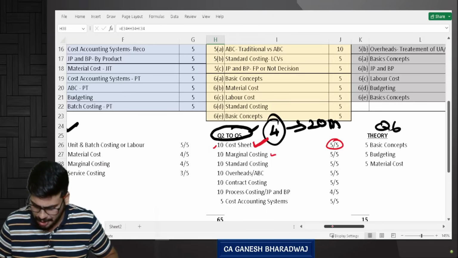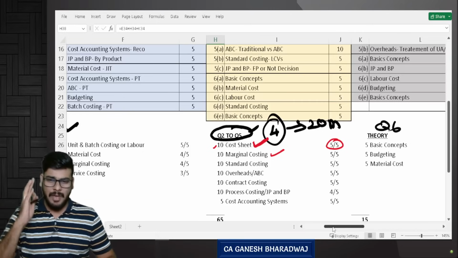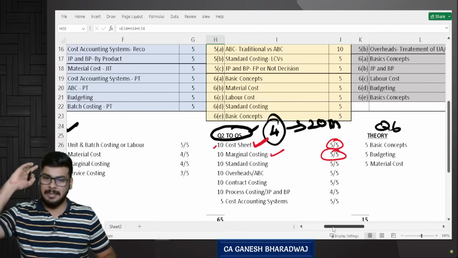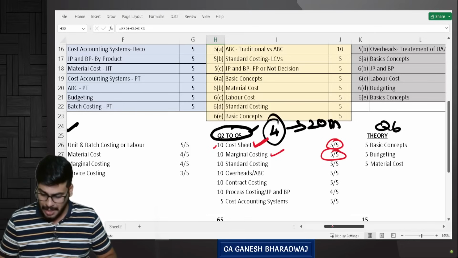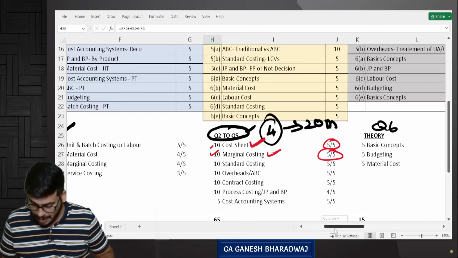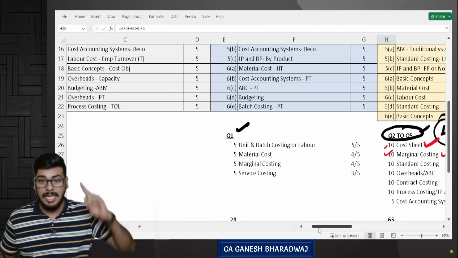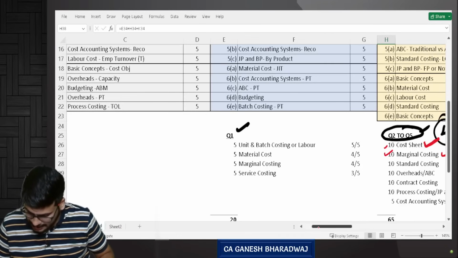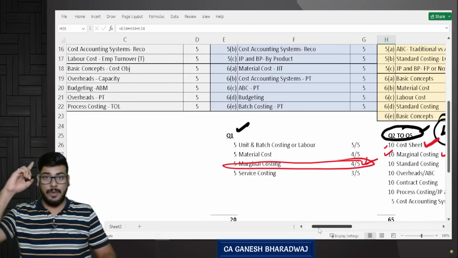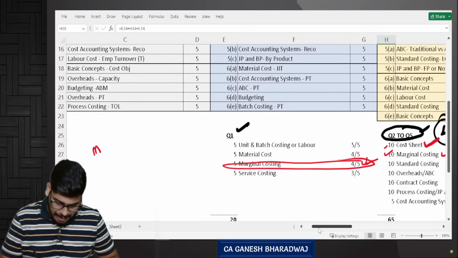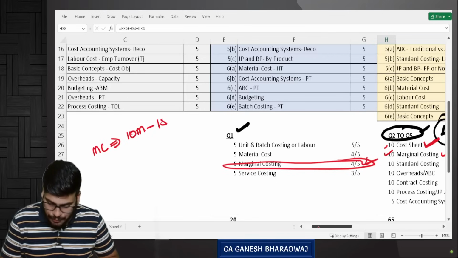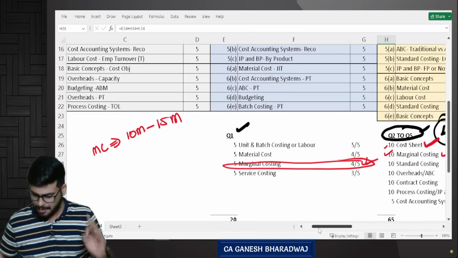Next important chapter is marginal costing. Very important chapter, because in the last 5 out of 5 attempts they have tested marginal costing also. Now marginal costing comes for 10 marks here. Then in some attempts I have noticed, apart from this 10 marks, even in question number 1, it is tested for 5 marks. Last 4 out of 5 attempts, it was tested in question number 1 also. So this chapter marginal costing, you can say it comes somewhere between 10 to 15 marks for sure. It's a never miss chapter.